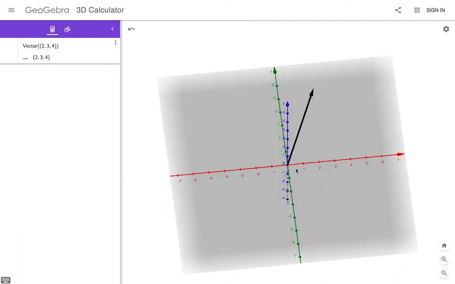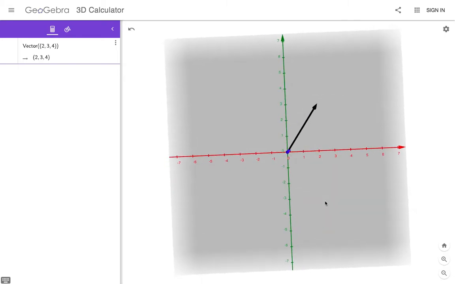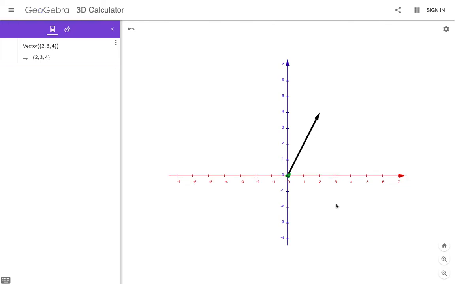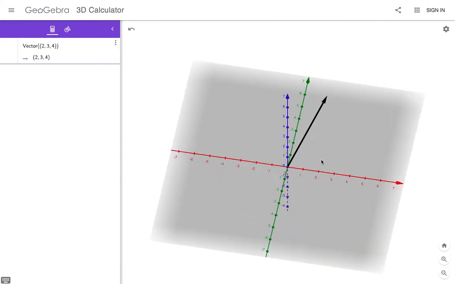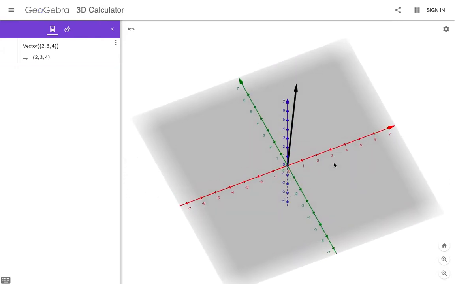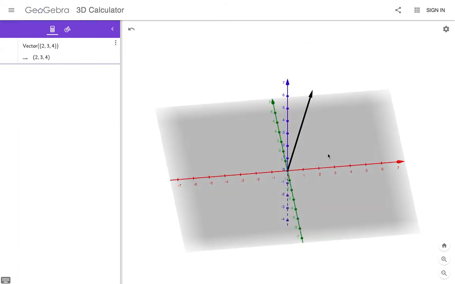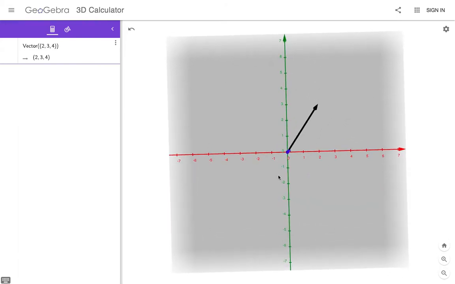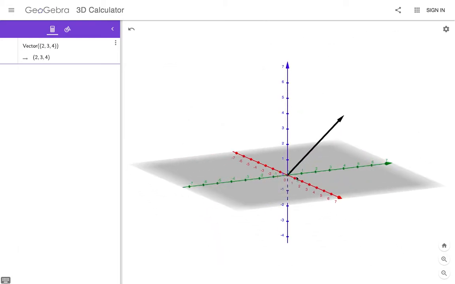It goes 2 in the x direction, it goes 3 in the y direction, and it goes, guess how far, 4 in the z direction. Okay, so we have this vector in 3-dimensional space, and it is pointing into the first quadrant. Oops, hold on. Quadrant, that's a 2-dimensional word. With our XY plane, we have 4 quadrants, but now we're in XYZ space, 3D space.